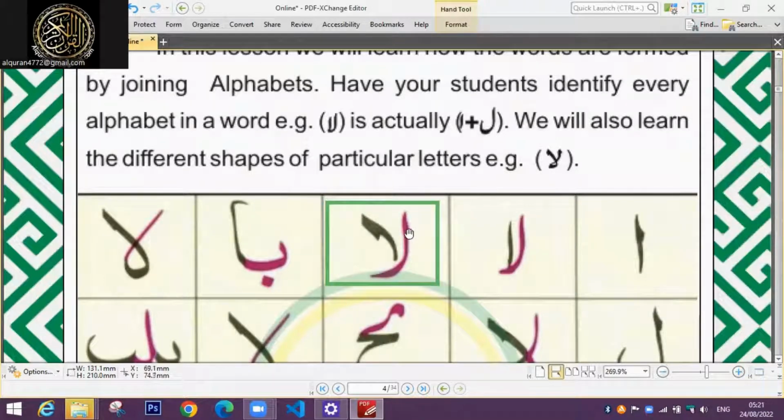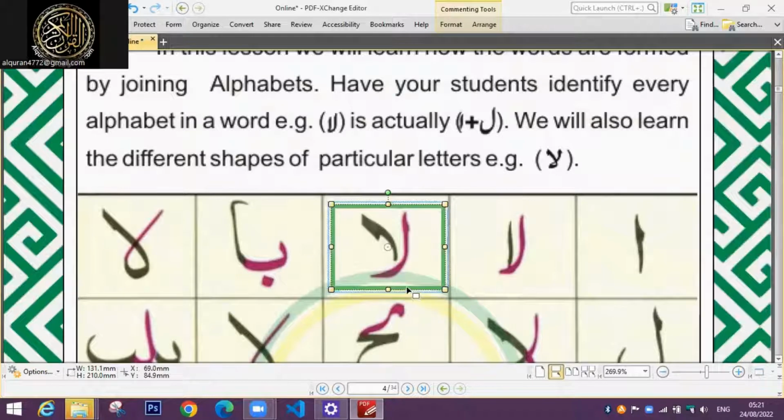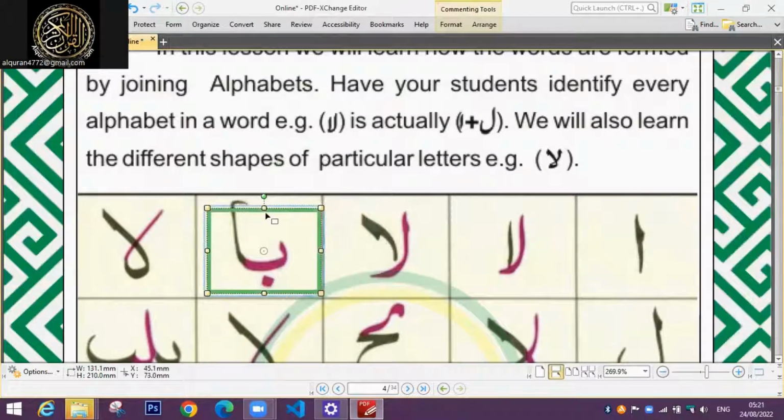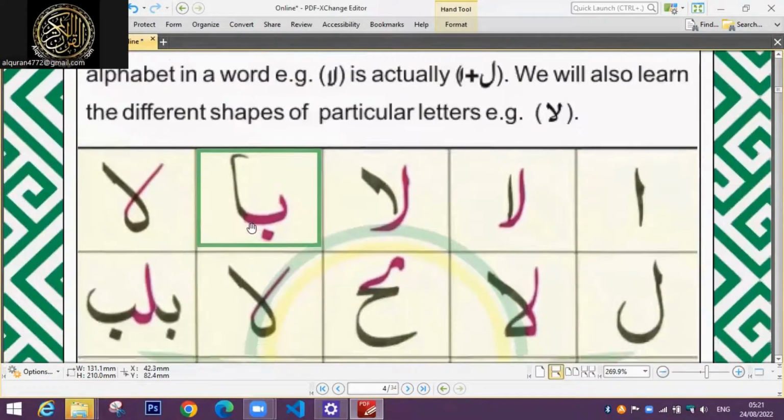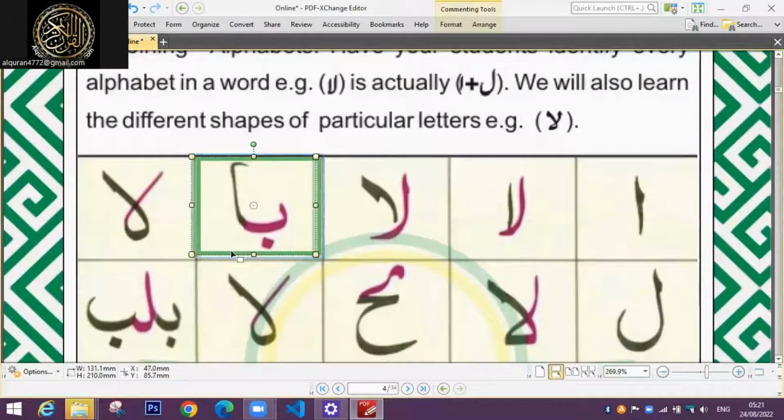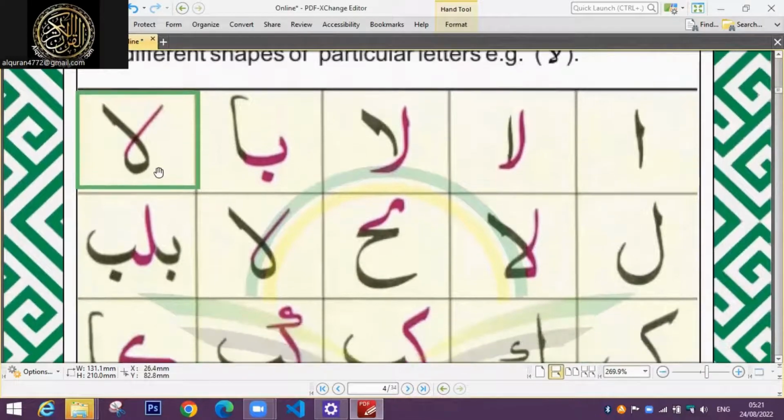So same here. The first one is a Lam. The next one is an Alif. Lam Alif. Good. So next one is Ba Alif. Ba Alif. Good. So next one, Lam Alif.